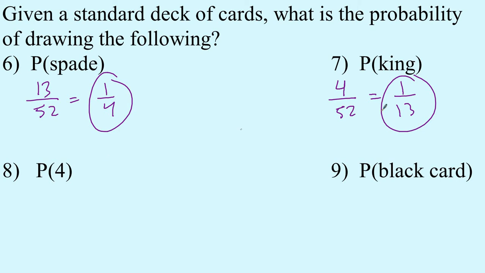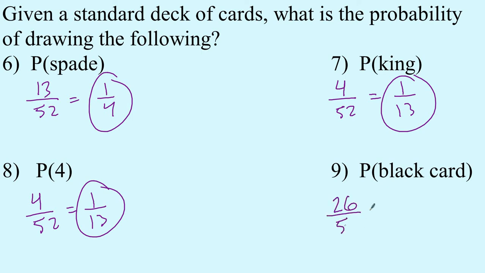Probability of getting a 4, that's just like getting a king. There's a spade, a club, a heart, and a diamond. Those are your suits. So there are 4 out of 52 cards, so 1 out of 13. And the probability of getting a black card, well, spades and clubs are both black. So that's 26 out of 52. So half the deck is black. The other half is red.